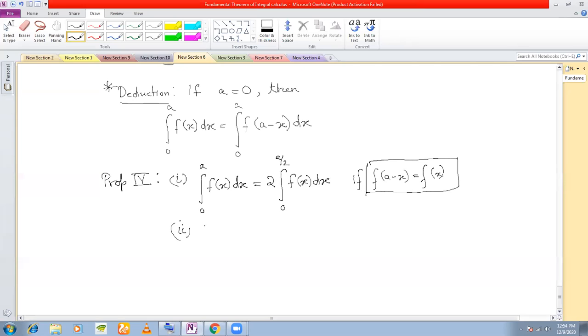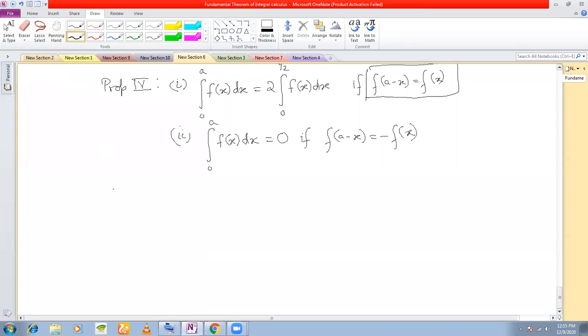Okay. Second is that integral 0 to a fx dx is equal to 0 if f a minus x is equal to minus fx. Okay. So if f a minus x is equal to minus fx, then directly you can write integral 0 to a fx dx is equal to 0.